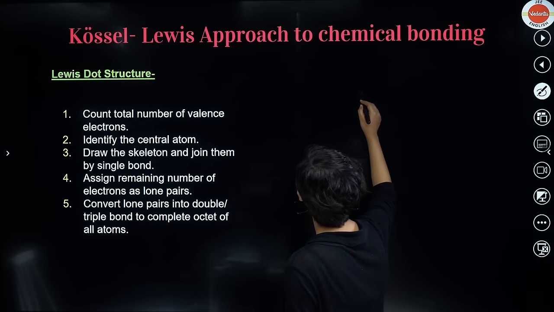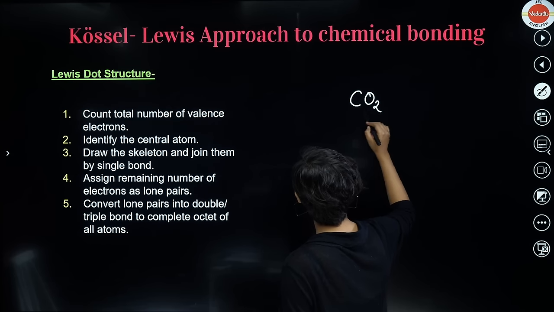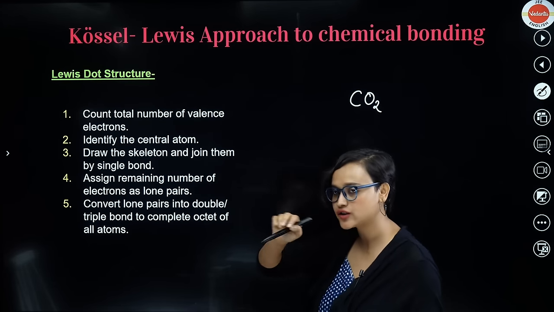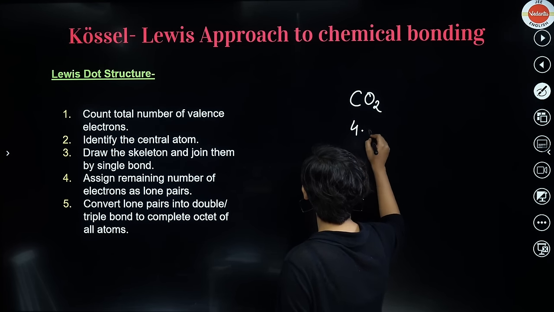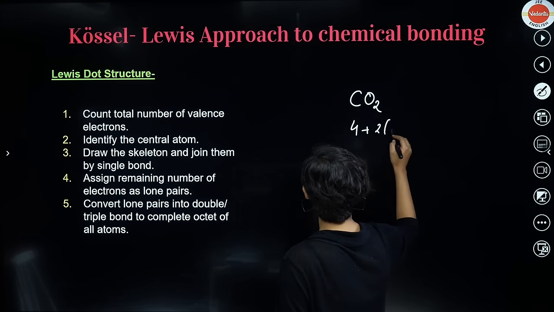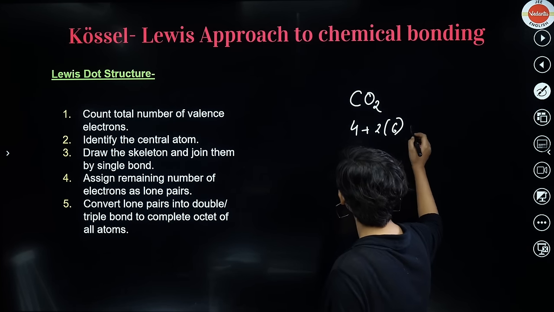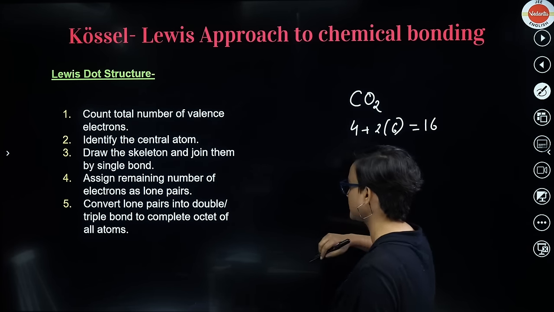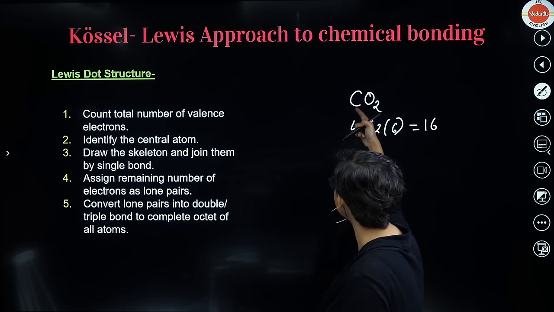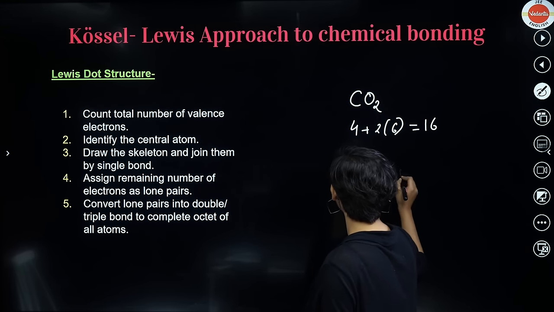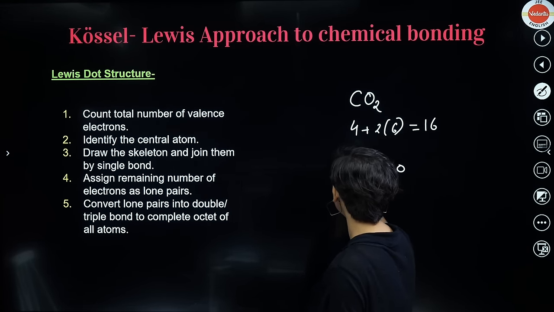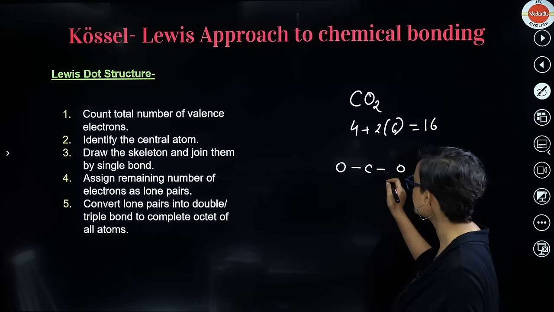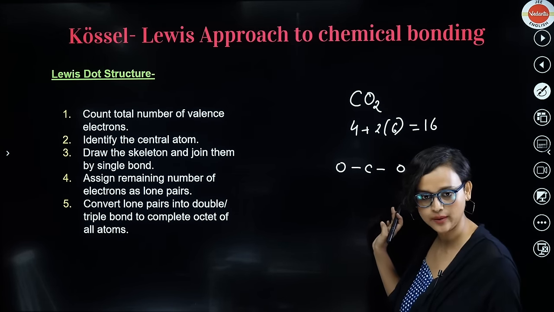Let's take the example of carbon dioxide. Very easy, very simple. CO2. Count the total number of valence electrons. Carbon has 4 electrons in the outermost shell, so let's write 4 here. Plus, oxygen has 6 electrons in the last shell, so 2 into 6 is 12. 12, 13, 14, 15, 16. 16 electrons are there. Identify the central atom. There is only one carbon and there are 2 oxygens, so this is my central atom. I have drawn the skeleton and joined them by single bonds.